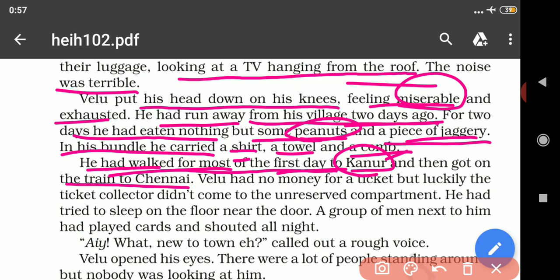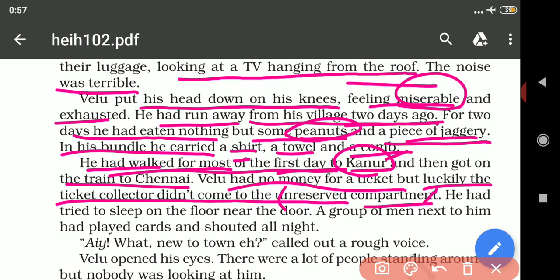वहाँ कन्नूर आने के बाद ही he can catch the train and go somewhere, and then got on the train to Chennai. कन्नूर आने के बाद उसने क्या किया? He got onto the train, he caught the train and came to Chennai. Value had no money for a ticket, but luckily the ticket collector did not come to the unreserved compartment. So here you get to know that he was traveling in the unreserved compartment.